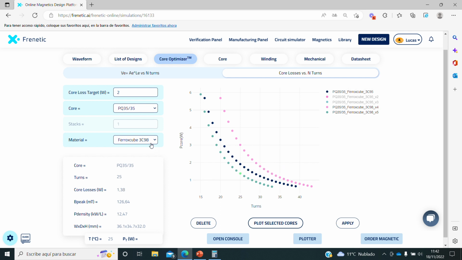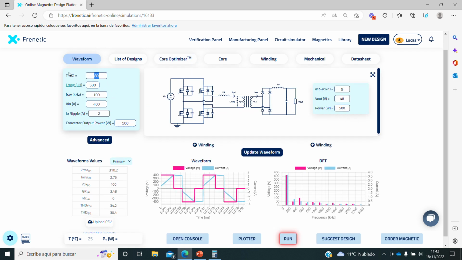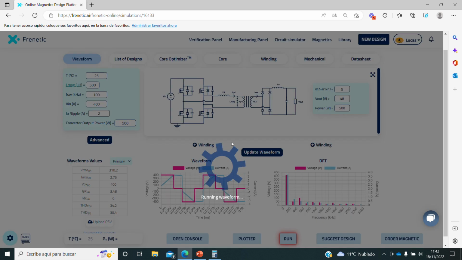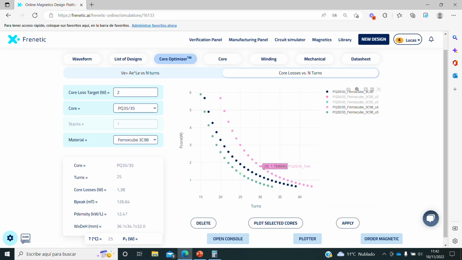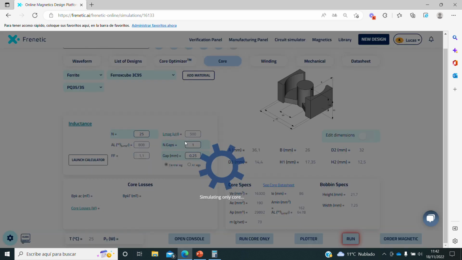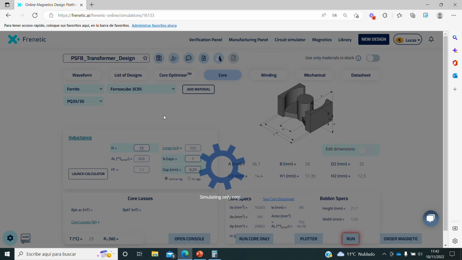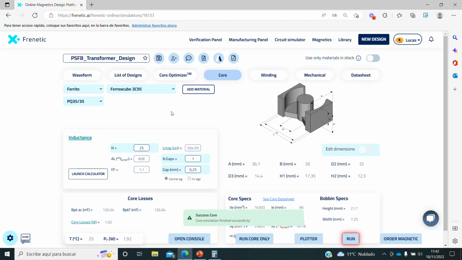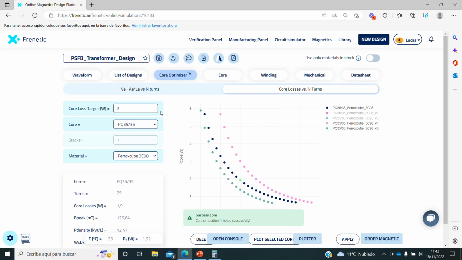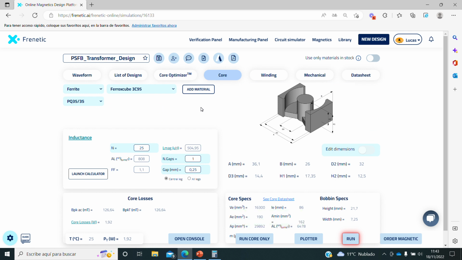So here we can compare many different materials, many different conditions, and take the right decision on the core before continuing with the winding. So I'm going to go back to the 25 degrees ambient temperature, and now I'm going to select the PQ35 with 25 turns, which is the one that fits my application better. That's how we can really understand different cores, take decisions, and then we can continue with our design.